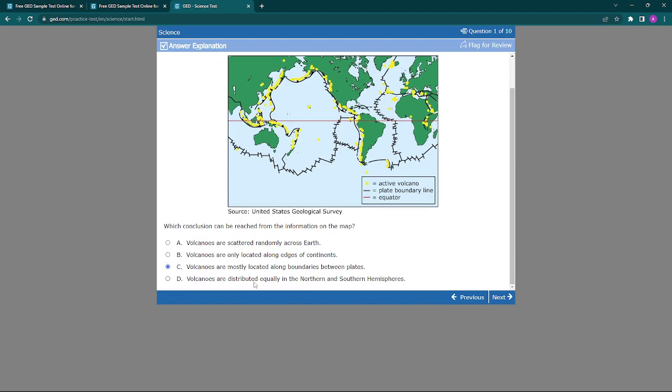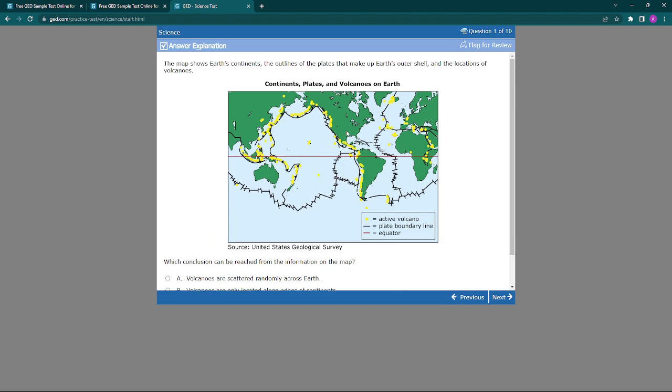Let's see, volcanoes are distributed equally in the northern and southern hemispheres. This one, because you still want to look at every answer, there could be a more right answer, especially when you get into certifications and stuff for tech jobs and tech things. But anyways, volcanoes, they're not distributed equally amongst northern, southern, or eastern, western, because if you were to count all of them up, actually there's a lot there, so it could be close.